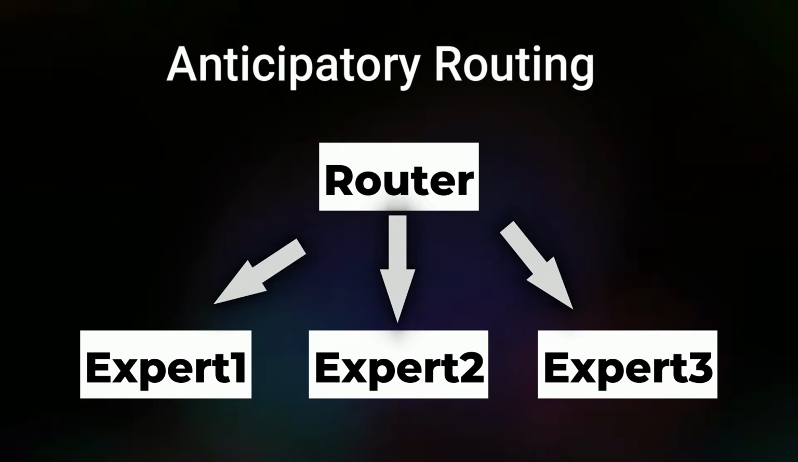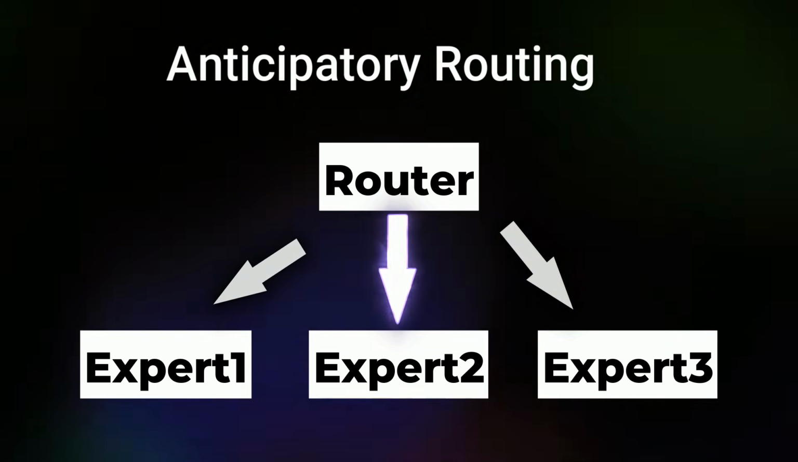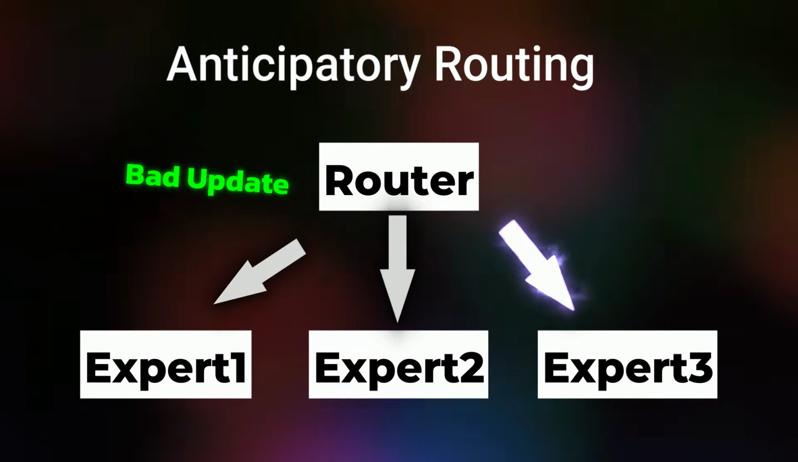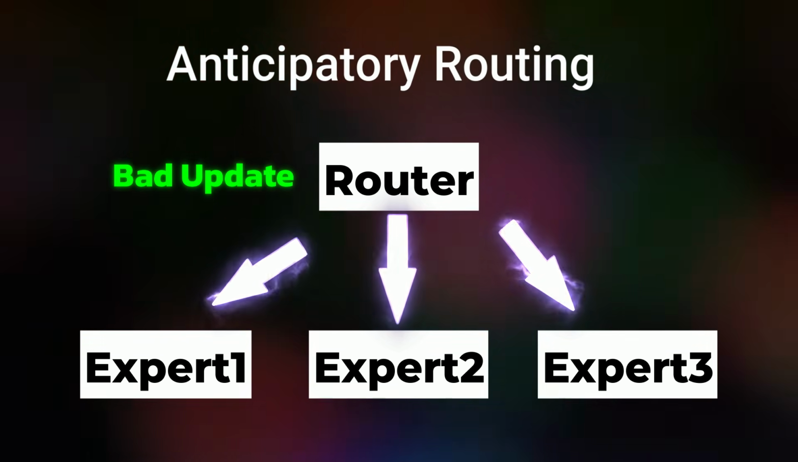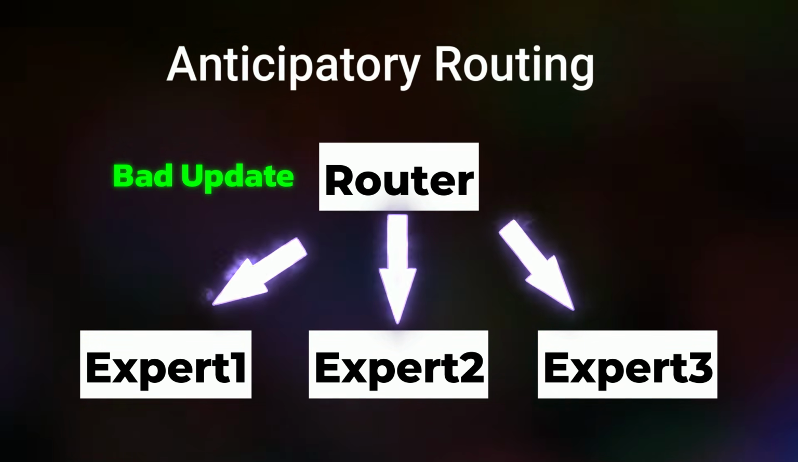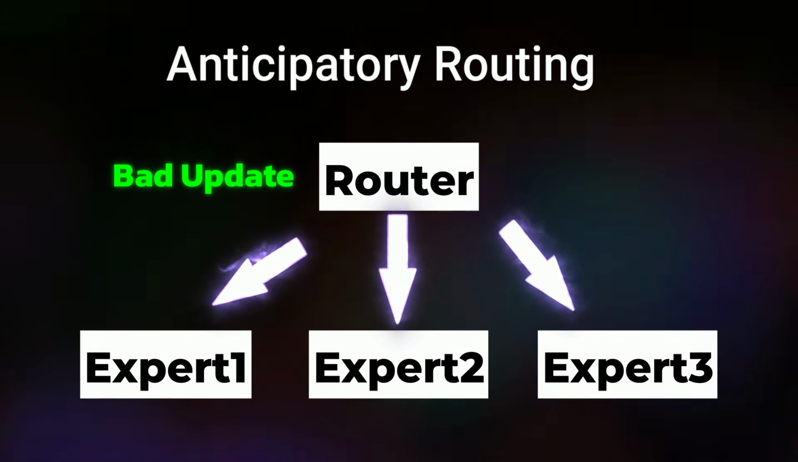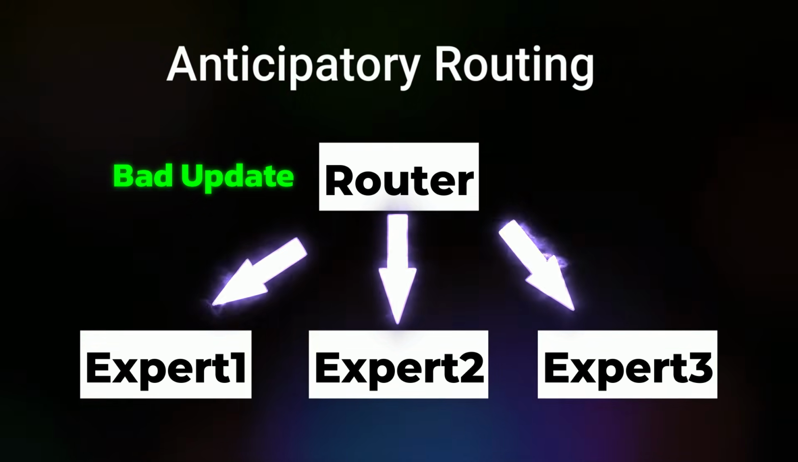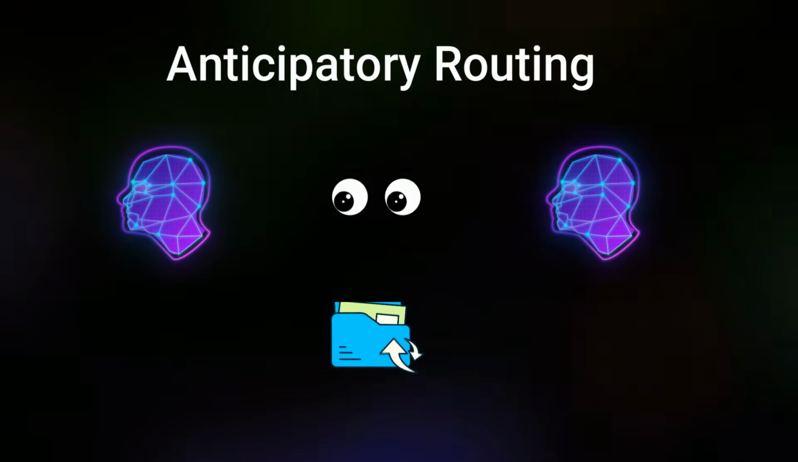Let's simplify both. In MoE models, routing is everything. It decides which experts get activated for each token. But here's the problem. If the backbone model makes a bad update, routing gets worse. Then bad routing causes an even worse update. And suddenly you enter a vicious cycle. Everything spirals downward. DeepSeek solved this with anticipatory routing.